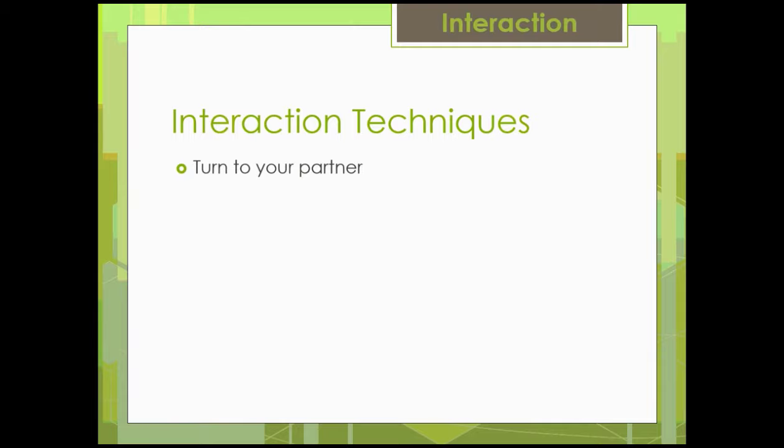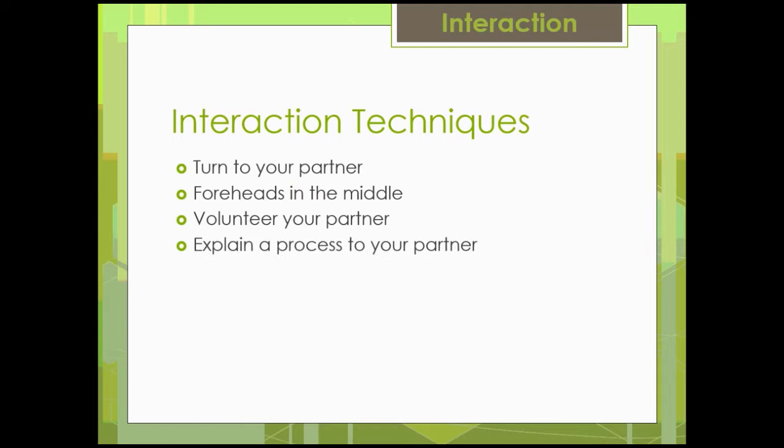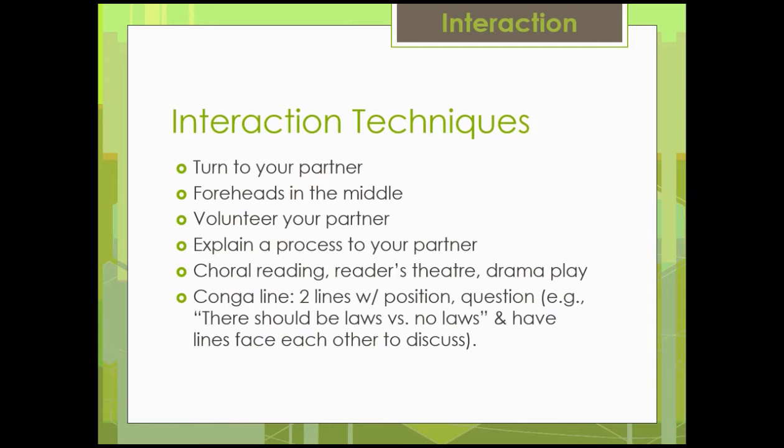Here are some interaction techniques. Turn to your partner, foreheads in the middle, volunteer your partner, explain a process to your partner, choral reading, a reader's theater, drama, or play, a conga line: two lines with a position and a question, such as there should be laws versus no laws, and have the lines face each other to discuss. And similar to the conga line, the inside-outside circle.